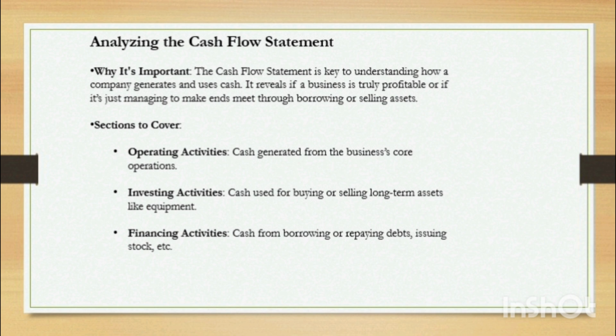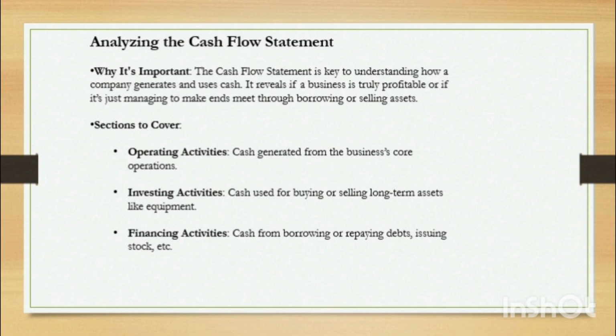Investing activity include cash spent on buying equipment or cash earned from selling assets. For example, if you purchased a new oven worth 50,000, that would be recorded as an outflow in the investing activities section. Lastly, let's talk about financing activity which deal with how the company raise money. Financing activity include cash received from borrowing or cash paid for repaying debt or distributing dividends. For example, if your bakery took a loan of 1 lakh to expand it, it would be recorded as an inflow in the financing section.